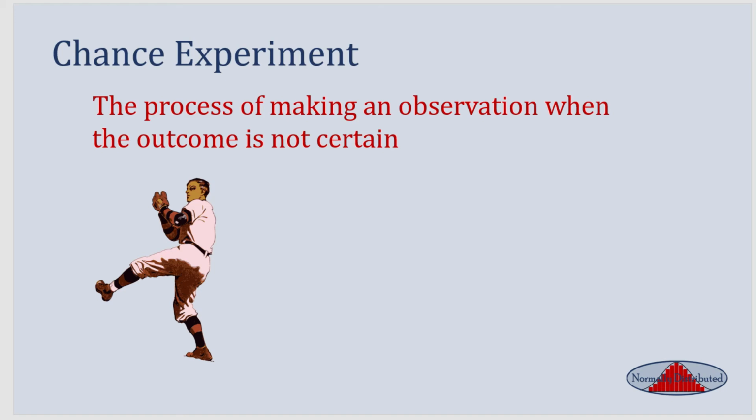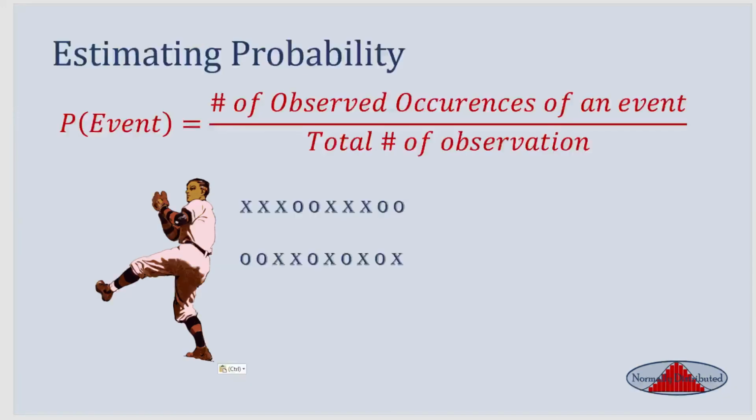Let's say we wanted to find the probability that a pitcher throws a strike. We can set up a chance experiment where we watch the pitcher throw, let's say, 100 pitches in a game, and we count the number of strikes in those 100 pitches. This is a chance experiment, and each outcome is what happens after every single pitch, whether it's a strike or not.